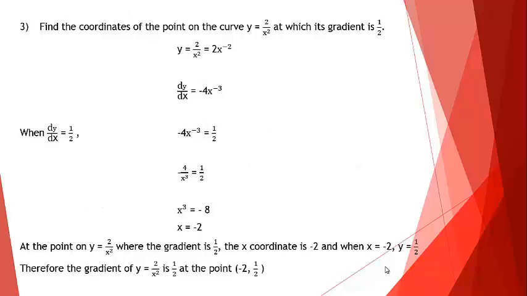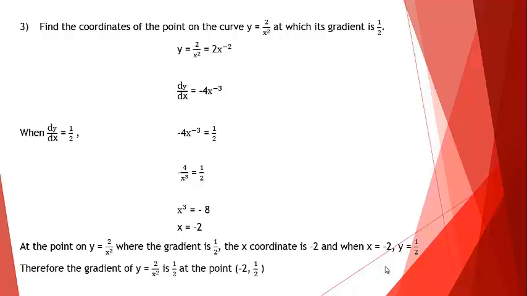Find the coordinates of the point on the curve y equals 2 over x squared at which its gradient is 1 half. So we are asked to find the point on the curve where the gradient is 1 half. y equals 2 over x squared can be written as 2 times x to the power -2. Since the denominator is x squared, we take it to the top and we get a negative power. So dy by dx, which is the gradient of a curve, equals -4x to the power -3, since we times by the power and take away 1 from the power.